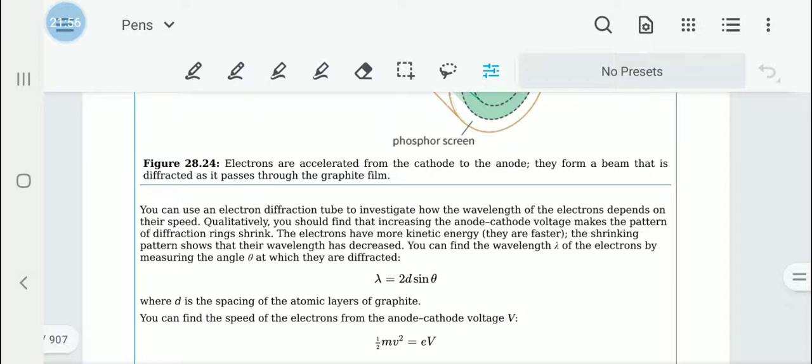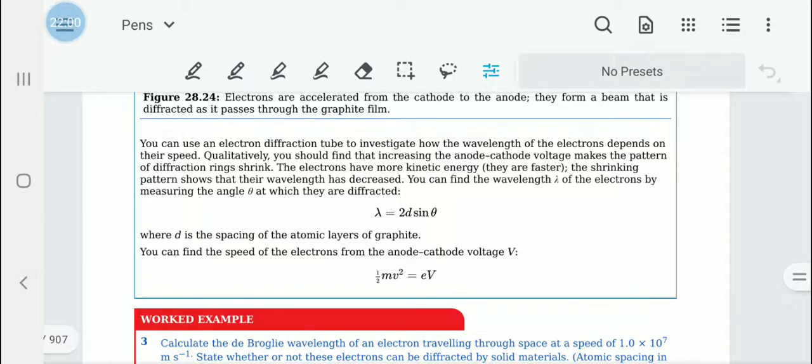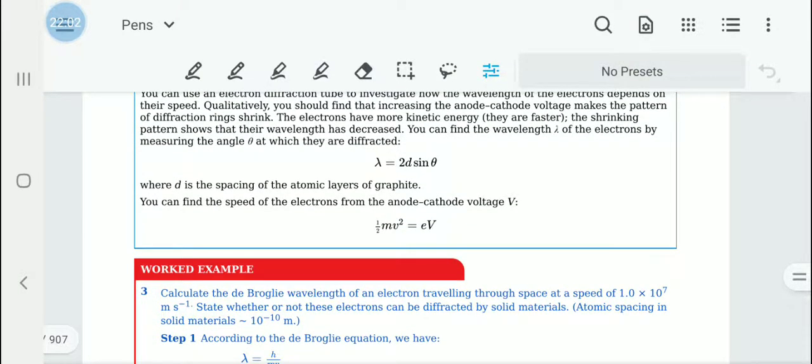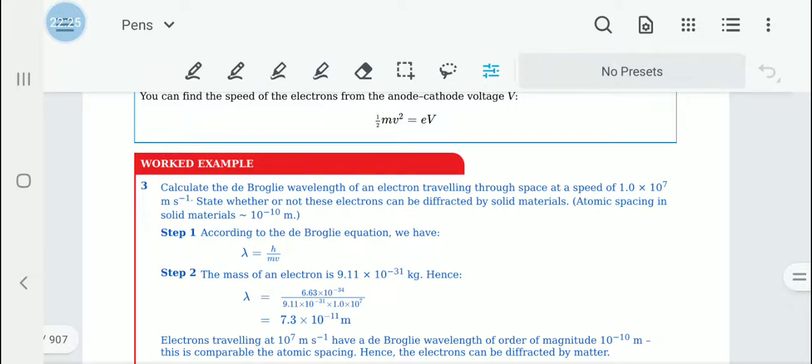Wavelength lambda can be found by lambda equals 2d sine theta. d is the spacing between the atomic layers of graphite, and also the speed can be found using the voltage. Half mv squared equals eV. I hope that makes sense.